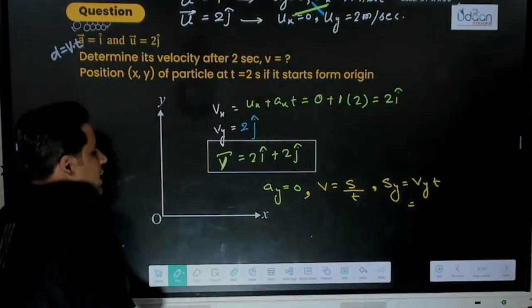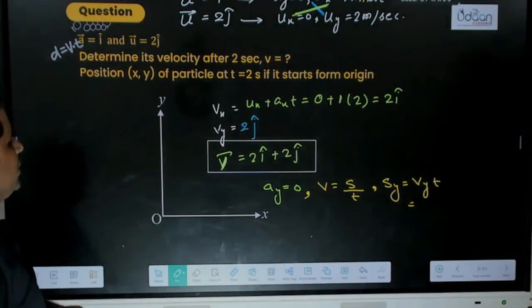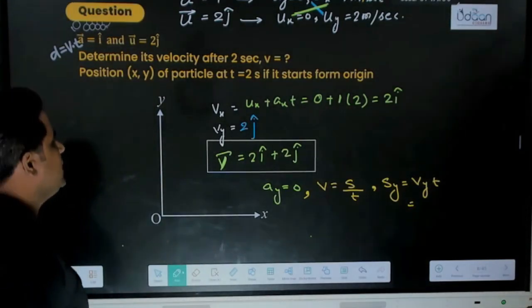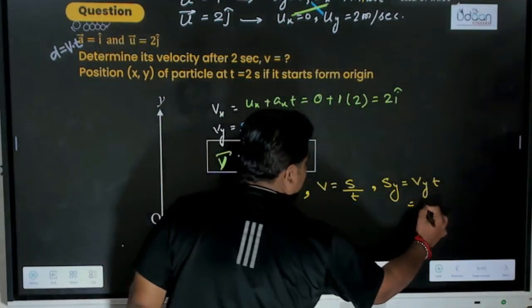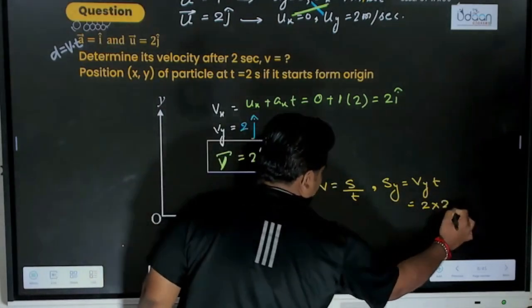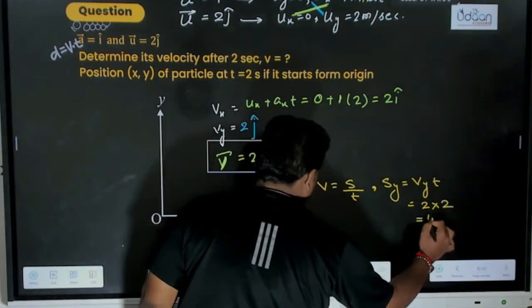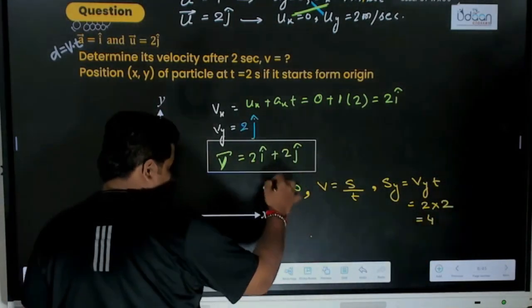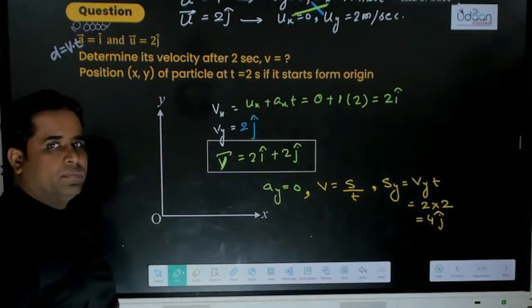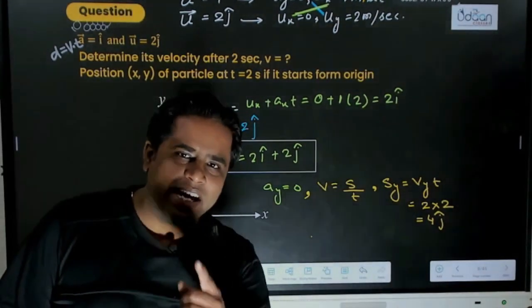Now let me know what is the value of vy. Vy is 2, and into t. T is how much? 2 seconds. So you just multiply it, you are going to get 4. And if they are asking you about the y-axis, so it becomes j cap. Are you getting this? Yes.